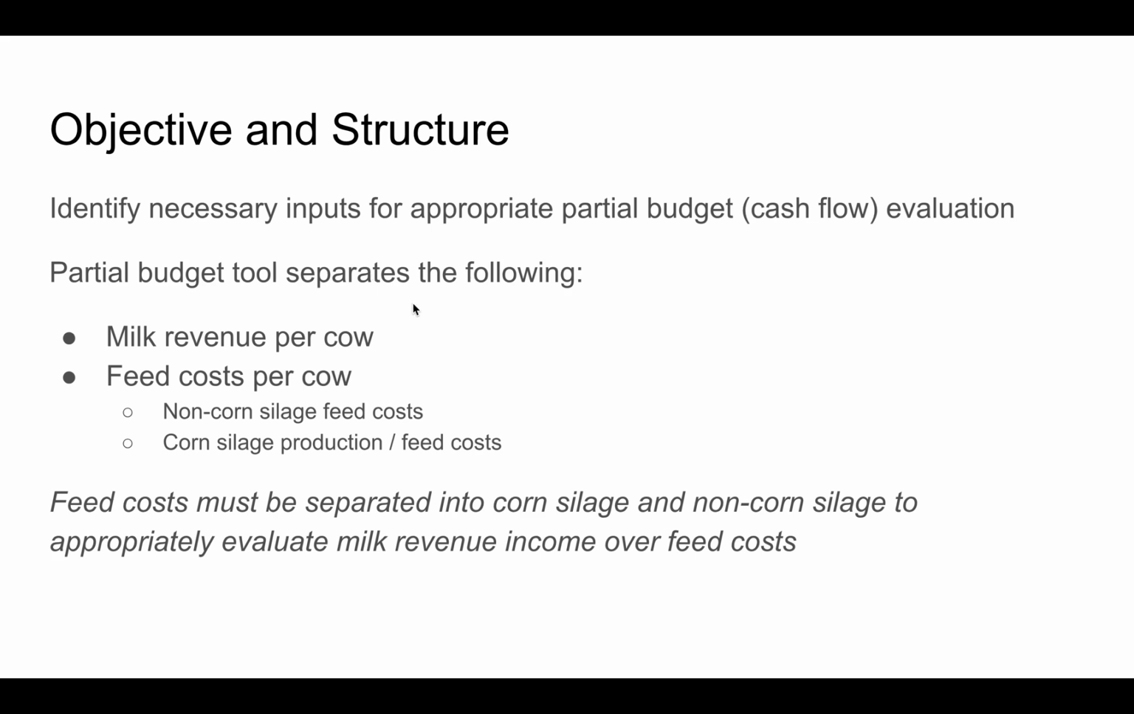Every dairy will be different, thus we advise you to work with your nutritionist, your seed and crop consultant, or agronomist in identifying the best inputs you can, and I'll walk you through what those inputs are. Within the tool, we separate milk revenue per cow on an income standpoint from and balance against feed costs per cow. Feed costs are divided into corn silage and non-corn silage feed costs. We identified that we needed to do so to appropriately value and account for corn silage feed costs derived from corn silage total production costs.